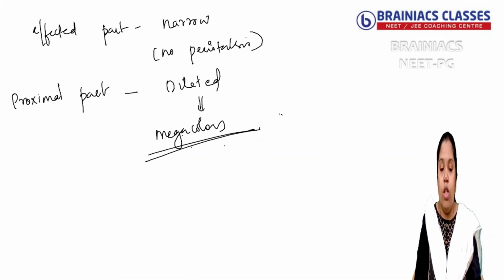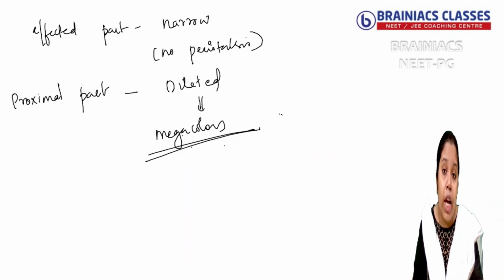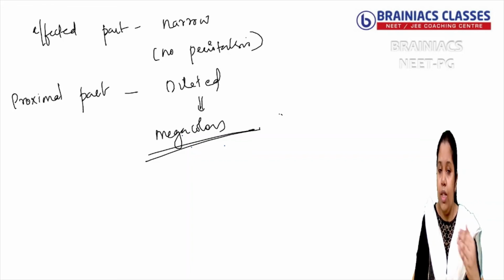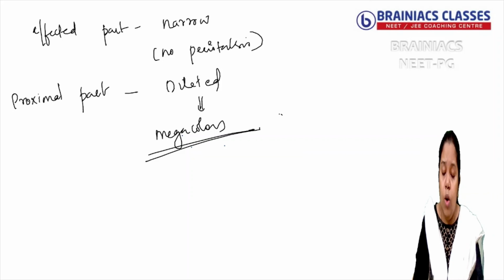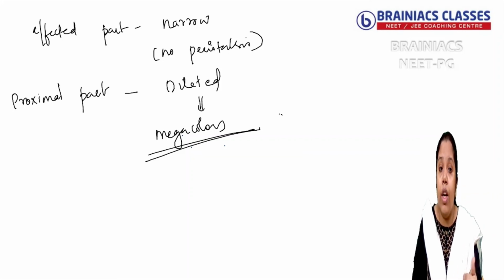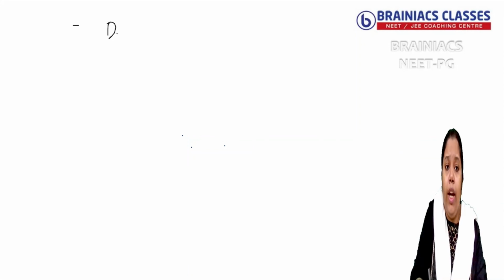Understand? So this is about the anomalies of hindgut. So we have completed the development of the gut tube. We have seen foregut, midgut, and hindgut. Now we are moving on to the development of the renal system. Now coming to the development of kidney.